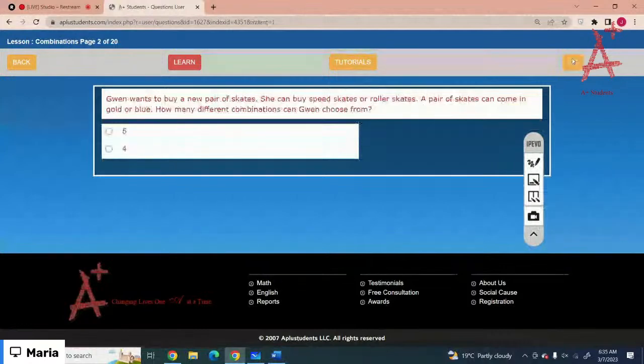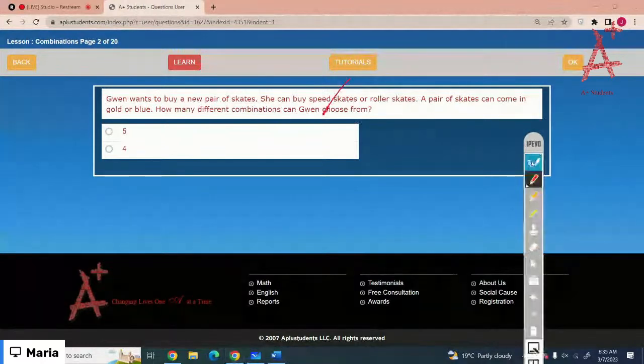Okay, Gwen wants to buy a new pair of skates. She can buy speed skates or roller skates. So she has two options to buy the skate. They are either speed skates or roller skates. A pair of skates can come in gold or blue. So how many combinations can Gwen choose from? Two for the speed skates and roller skates, and two for the colors. So the total combinations are 2 times 2 is 4.